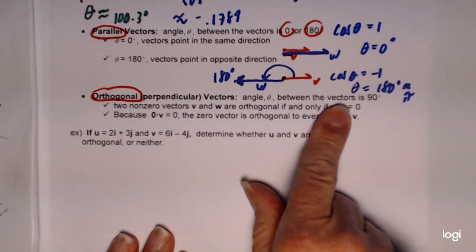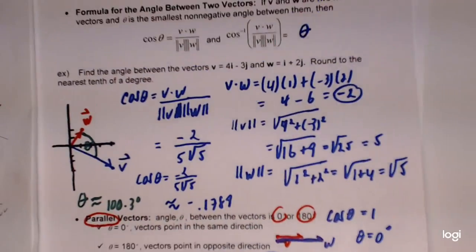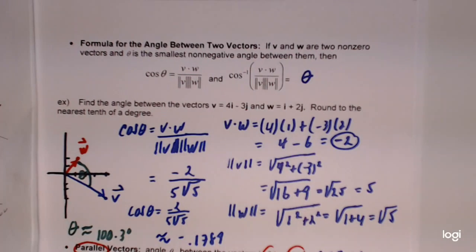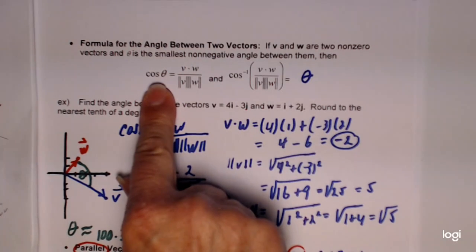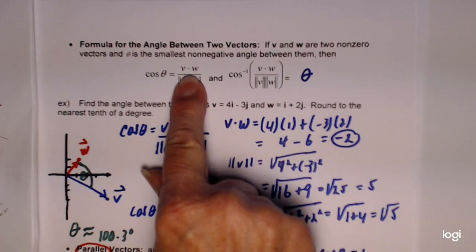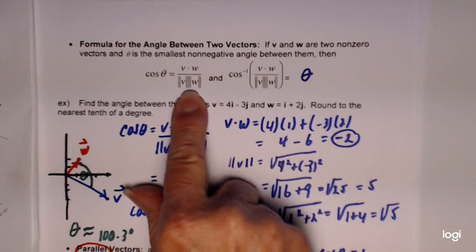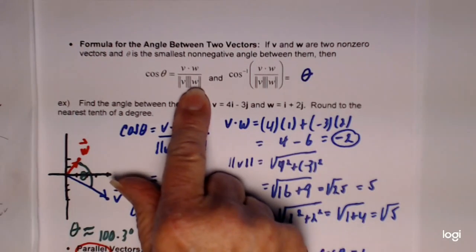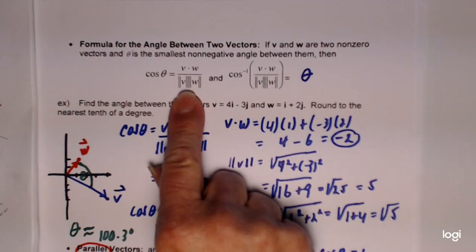So when we use our formula from back up here, we can see that to get a cosine of 0, that says our dot product is going to be 0. Down here, these are magnitudes, so we're not going to get 0 magnitudes unless we have the 0 vector. So we're not going to talk about the 0 vector now. We're talking about non-zero vectors.